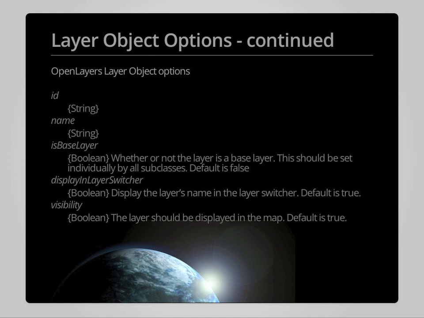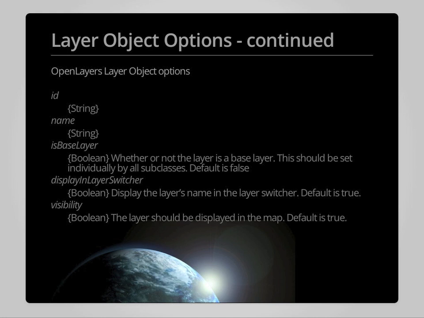There's the option to display in the layer switcher, which is a way to essentially suppress the display of that particular layer in the switcher where the user could select either the base layer or enable or disable the layer if it's an overlay layer. But this is a way to either hide or explicitly show the layer in the layer switcher control.